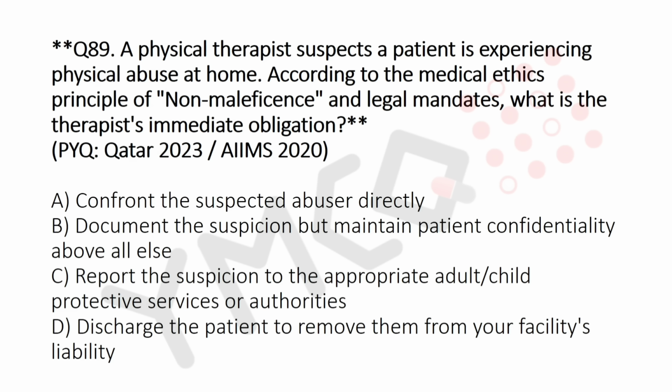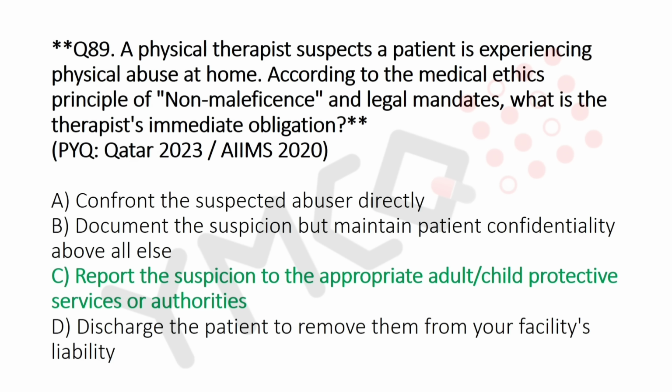Option D, discharge the patient to remove them from your facility liability. And the answer is option C. Report the suspicion to the appropriate adult or child protective service or authorities. Non-maleficence means to do no harm, and protecting a vulnerable patient from ongoing abuse overrides standard confidentiality. You are legally a mandatory reporter. Okay? Now let's move to question number 90.